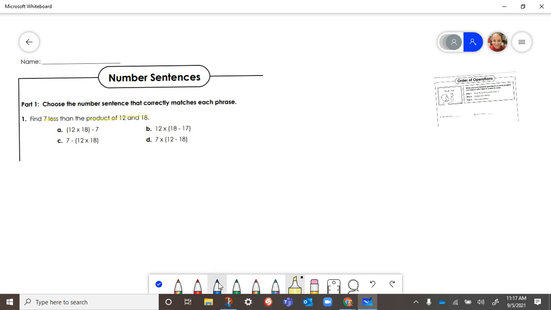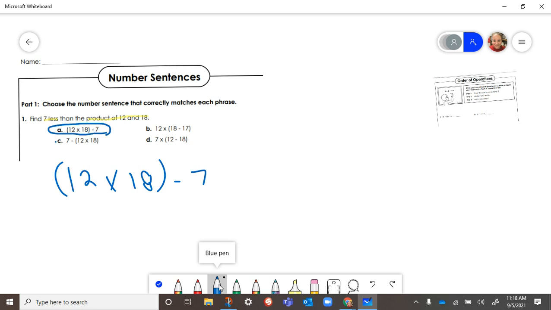So product is the answer to a multiplication. So we're going to find 12 times 18. Whatever the product of that is, we're going to do that, and then we're going to find 7 less of that. So we're going to take away 7. So the one that would match that is A right here.